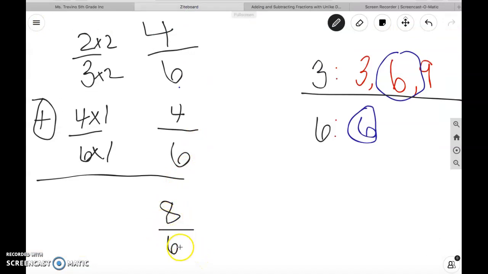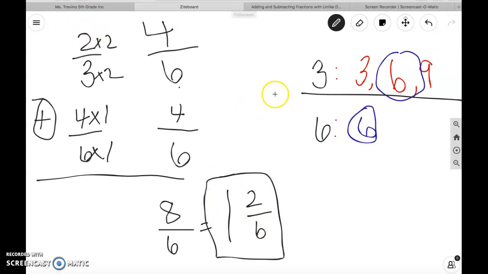So you ask yourself, how many times can my denominator go into my numerator? How many times can 6 go into 8? That answer would be 1, right? And then how many would you have left over? 2/6. So 1 and 2/6 would be your answer.